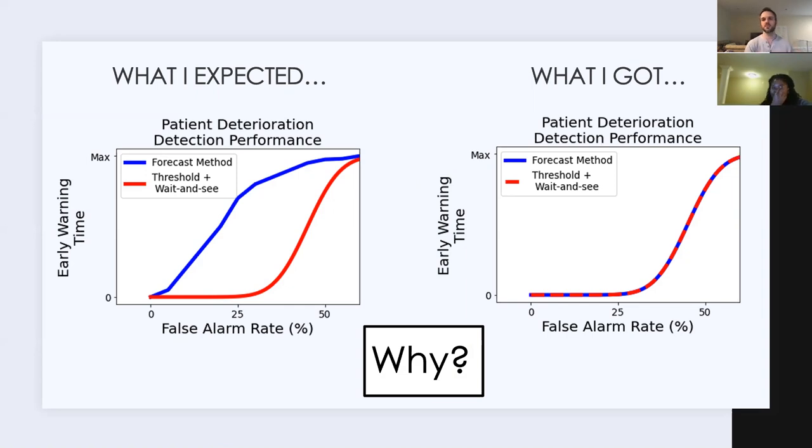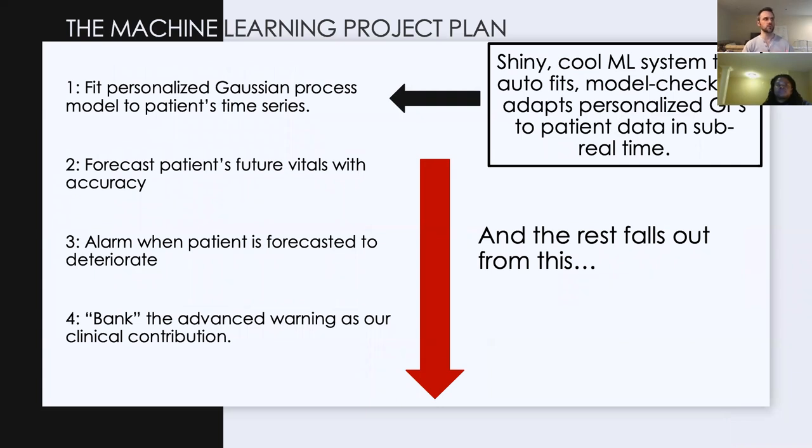We put all this time into getting these Gaussian process models to fit well. We really did. We looked through the data and we had really good forecasting accuracy. Very rarely did we have an inaccurate forecast of the time series beyond what we thought was acceptable. So the question is, why did this method not work to detect patients before they deteriorated? So we went back to the drawing board. We said, okay, if we fit these personalized models well, then the rest should fall out. We can forecast accurately. We checked it. Yes, our accuracy is very good. We went through and checked each bit to make sure that it was implemented correctly.